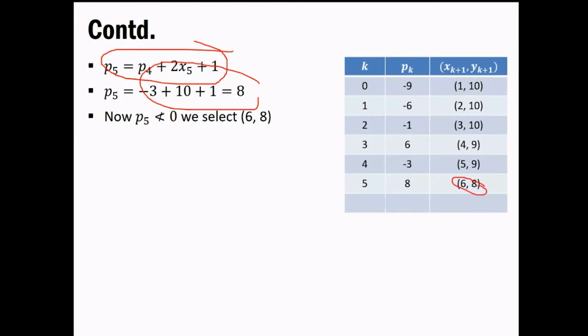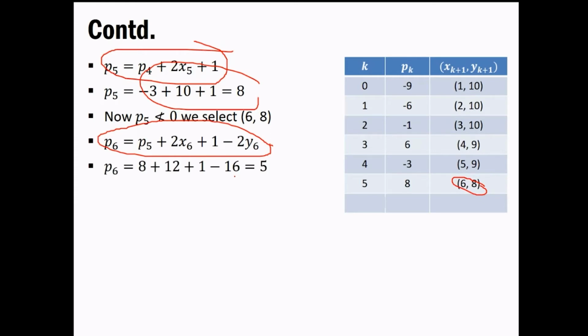The same thing is performed by us, and we put this value over here, 6, 8. Again we get a new decision parameter, and we put in each and every new value from the previous iteration and calculate the new decision parameter, that is p6. Based on this, the p6 value at this stage is 5, which is obviously greater than 0. So the new x would be incremented by 1 and the y value decremented by 1. So you'll be getting 7, 7 at this stage.